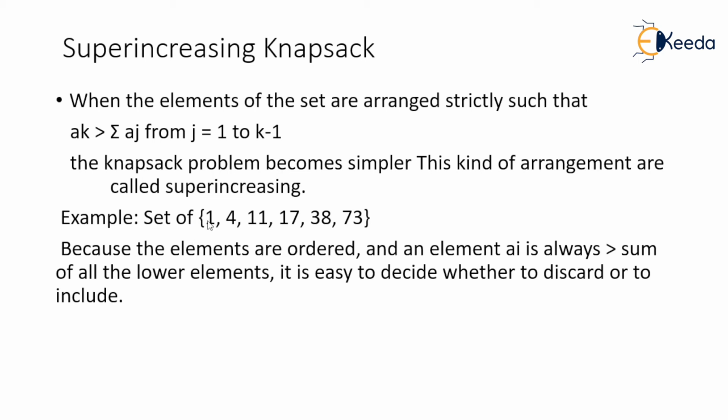Here we can see that the set is arranged in a super increasing format, wherein 1 plus 4 will give you 5. If we take the example of 1, 4, 11, 17, 38, 73, this can be considered an example of the super increasing knapsack, because the elements are ordered and an element a_i is always greater than the sum of all the lower elements, and it is easy to decide whether to discard or to include. So this is the concept of the super increasing knapsack, where every ith element is always greater than the sum of its lower elements.